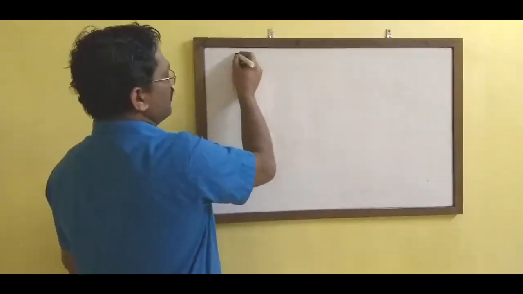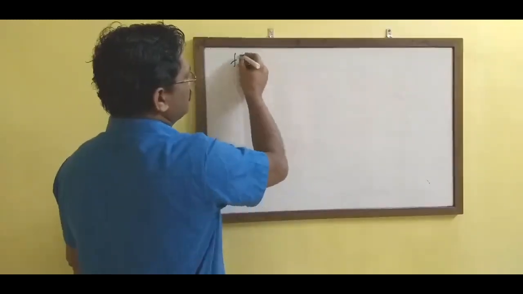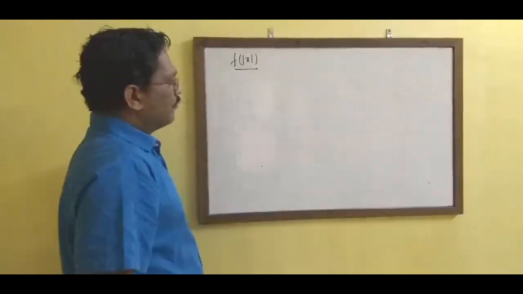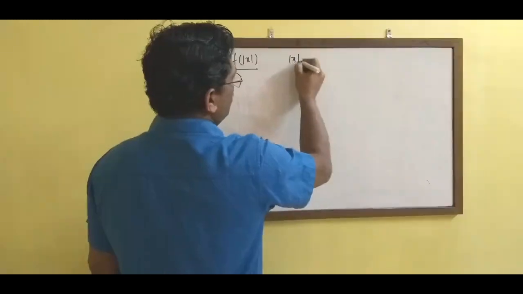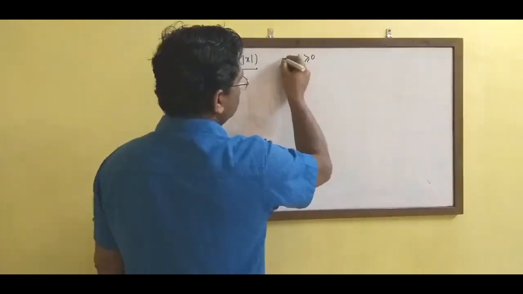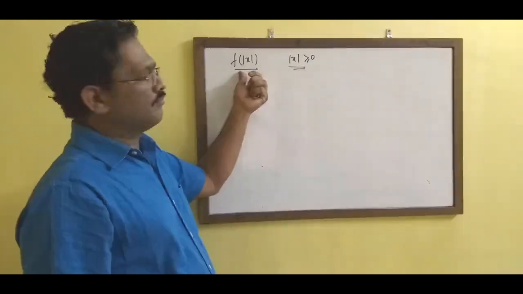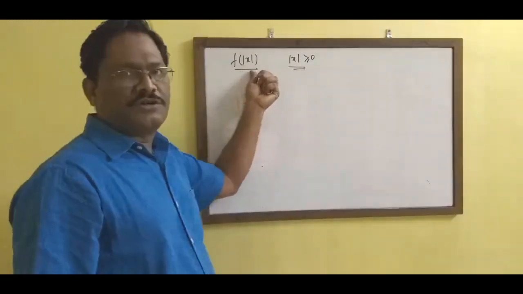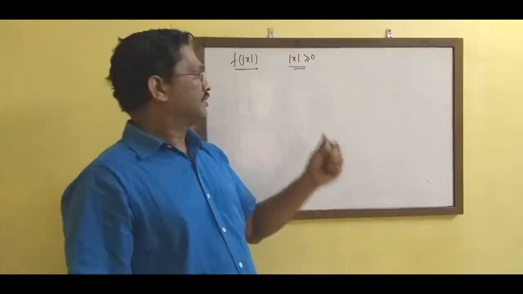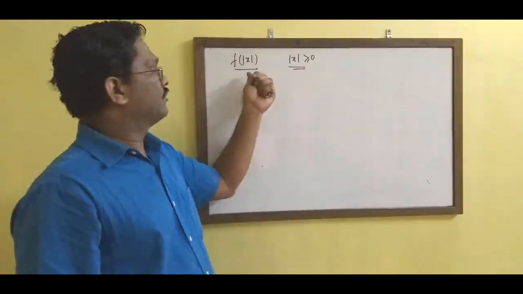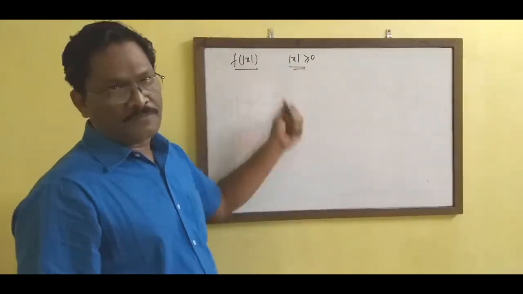Now let's draw the graph of f of mod x. Now mod x is always greater than or equal to 0. So for drawing f of mod x, you need to consider the graph of f(x) which is valid only on the right side of the x-axis.